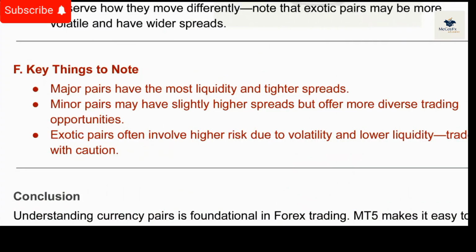F. Key things to note. Major pairs have the most liquidity and tighter spreads. This is very important. Major pairs have the most liquidity and tighter spreads. So someone like us, I believe it will be very important for us to focus on the major pairs because they have more liquidity and the spread is very tight. So it's easy to trade them and to make money if you know your way around them.